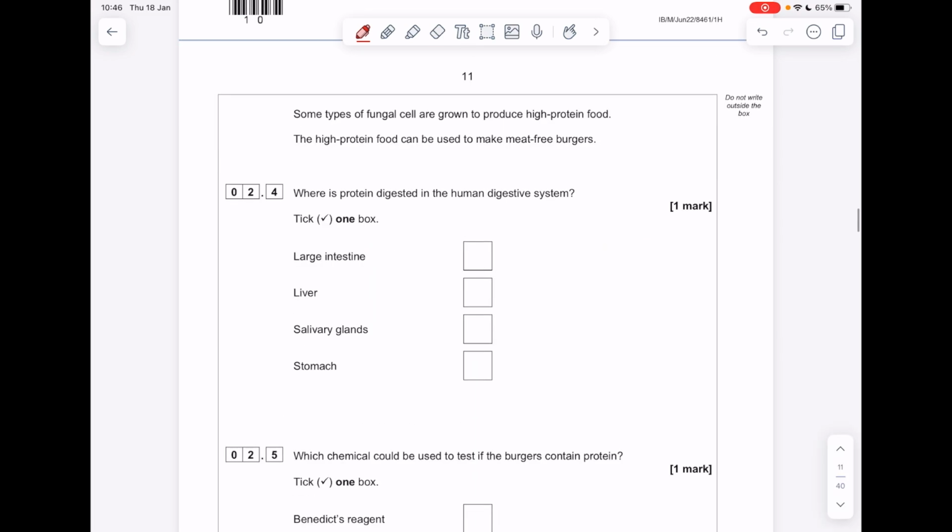Some types of fungal cell are grown to produce high protein food. The high protein food can be used to make meat-free burgers. Where is protein digested in the human digestive system? Stomach. It's definitely not large intestine or liver. They're trying to trick you with salivary glands. Remember, that's amylase.